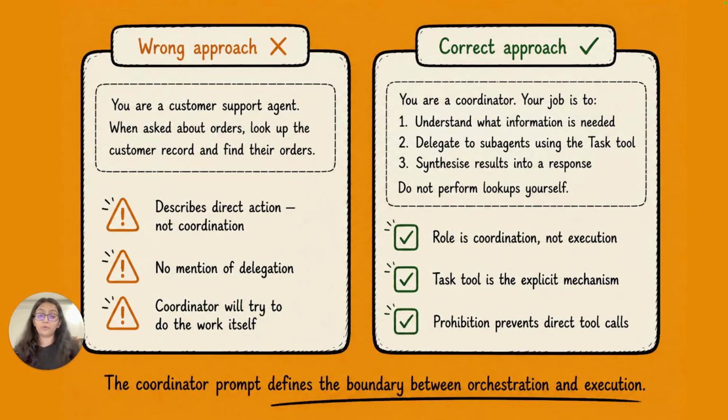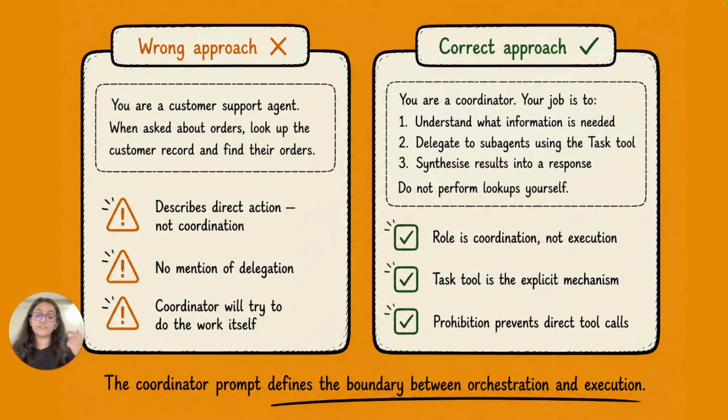Whereas the correct approach is: you are a coordinator, your job is to understand what information is needed, delegate information gathering to the appropriate subagents using the task tool, and synthesize the results into a coherent response. Do not perform lookups yourself. Three sentences, each one doing specific work. First, your role is coordination. Second, delegation via task is your mechanism. Third, explicit prohibition on doing lookups directly.